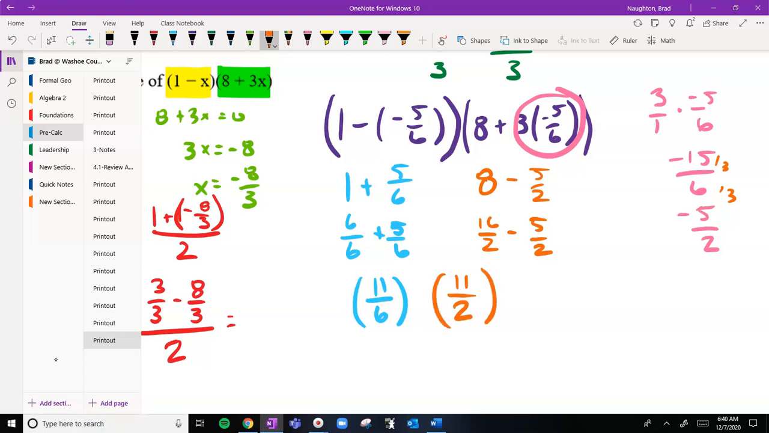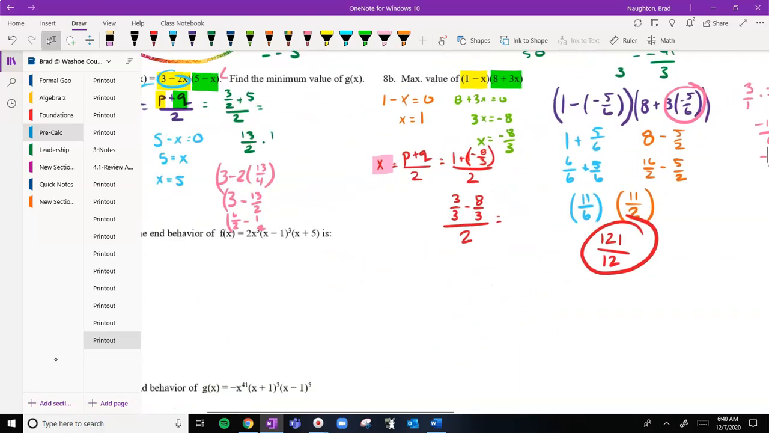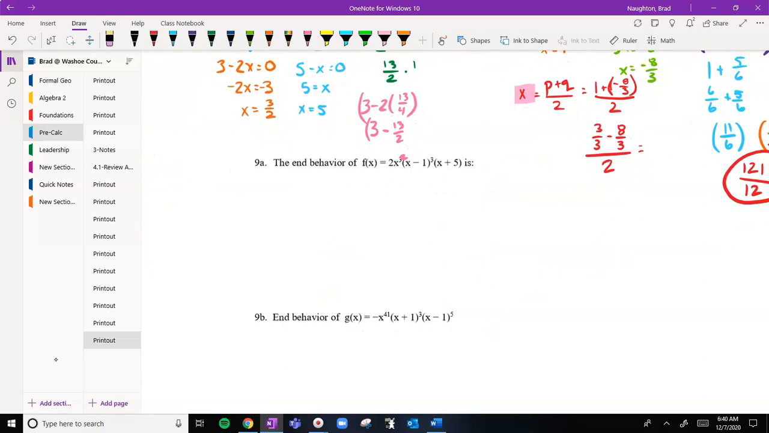All right, looks good. And so then we'll multiply across, and I'm going to get 121 twelfths. And that is our value right there. Let me check my answers to make sure that I did this right. Looks good. So we can move on to our next example. All right. So end behavior.